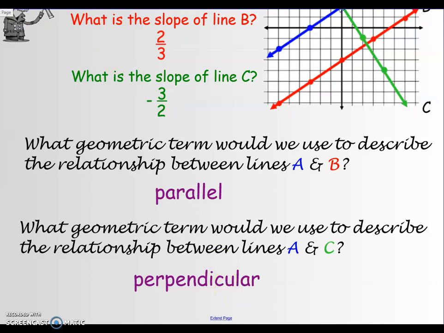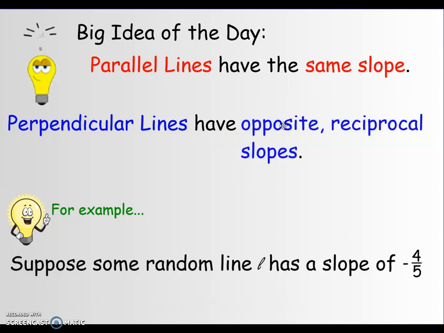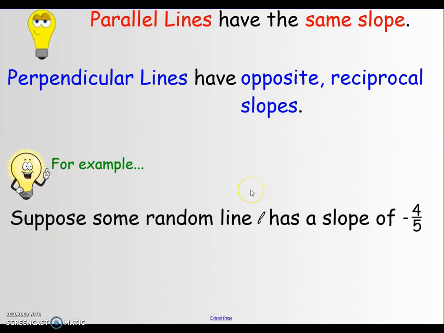So the big idea of the day, those of you filling out the guided notes, is parallel lines have the same slope. Perpendicular lines have what we call opposite, meaning if one's positive, the other one's negative, they're opposites. Reciprocal slopes. And the word reciprocal implies a flip is happening. So I think the best way is to look at an example.